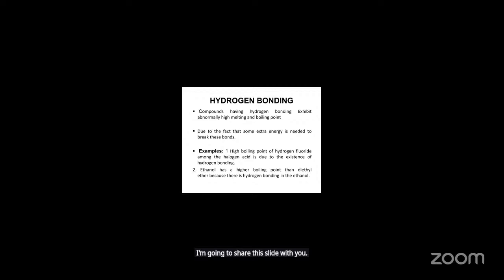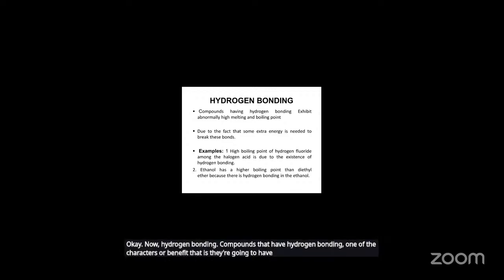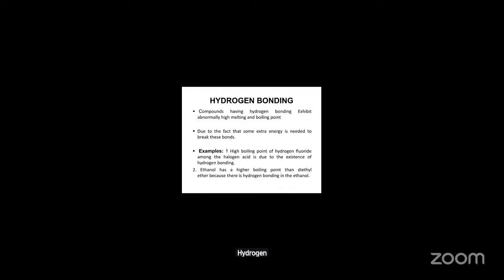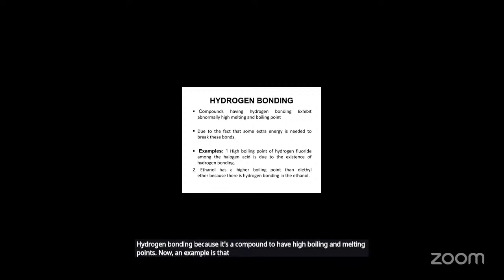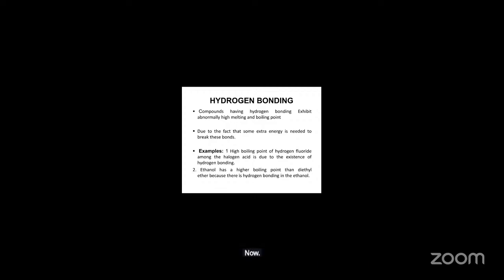Okay. Now, hydrogen bonding. For compounds that have hydrogen bonding, one of the characteristics is that they are going to have abnormally high melting and boiling points. Hydrogen bonding causes a compound to have high boiling and melting points. Now, an example is that I can share some compounds like the halogens. I'll ask which of the following will have the highest boiling or melting point. The answer is whichever one has the highest hydrogen bonding. So when you know the compound that has the highest hydrogen bonding, you should know the one that has the highest melting point or boiling point.